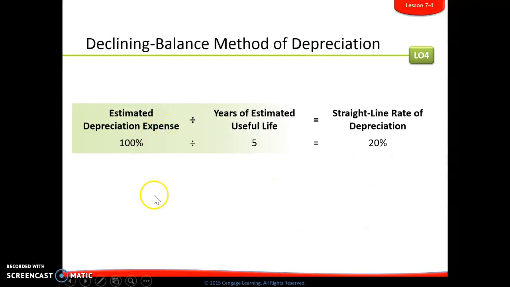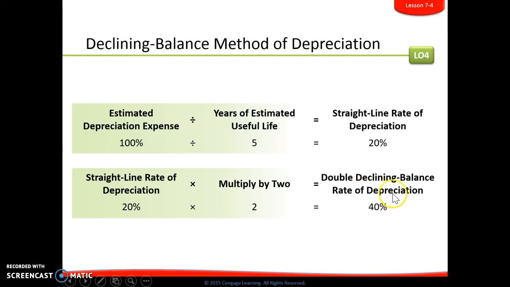So what we're doing here is we're going to take estimated depreciation expense 100%. We're going to divide that by the years of estimated useful life. That would give us straight line 20% depreciation. Now, we're going to do double declining, so we're simply going to take that 20% times 2 to get our double declining balance rate of depreciation.